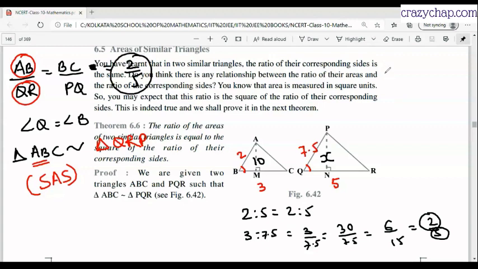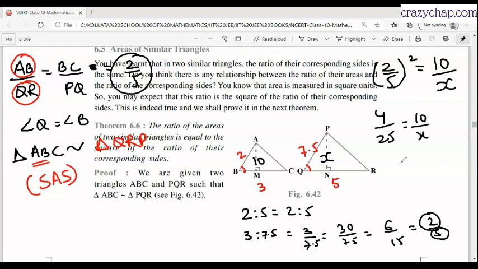So 2:5 squared will be equal to the ratio of their corresponding areas. The area of triangle ABC is 10 and PQR is X, correct? So 4/25 is equal to 10 over X. So X equals 250 over 4, which is 125 over 2, which is 62.5. So the area of PQR is 62.5. Is that okay? Fine. Let's come to the next information.